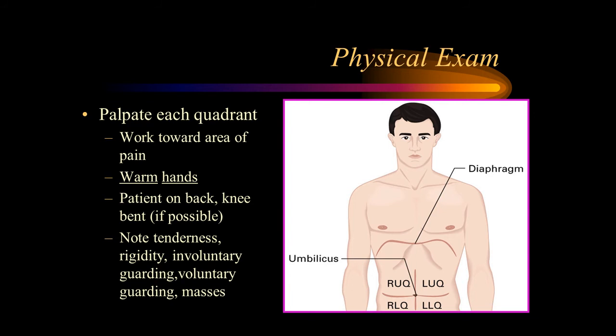Okay, palpate each quadrant, work toward area of pain. So if they say they hurt in the right lower quadrant, which is where your appendix is, which is a very common cause of peritonitis, is your appendix gets inflamed and infected and causes peritonitis. So if they say the right lower quadrant hurts, then start palpating the left upper quadrant first, and then work your way around. So do left upper, right upper, then left lower, and then right lower.